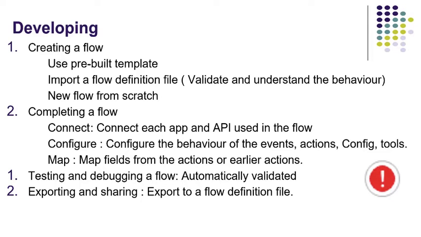Connect is nothing but connecting each application and API used in the flow. For the flow to pass data between your applications and APIs, you must connect your App Connect to each application which is used in the flow. You can also have multiple accounts connected to each application or API.